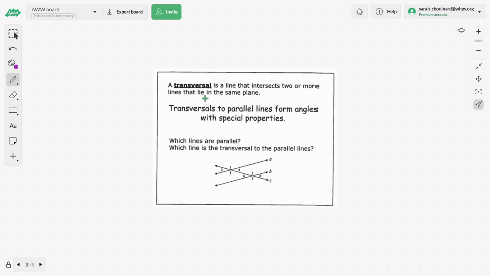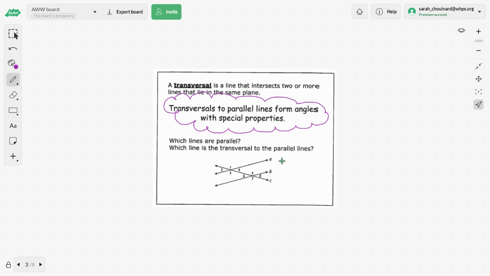Transversal, though, is kind of an exception to the rule. That's kind of a creative name, and what it is is a line that intersects two or more lines. So what we're going to be dealing with today are transversals with parallel lines, so a line crossing parallel lines, because their angles are going to have some special properties.